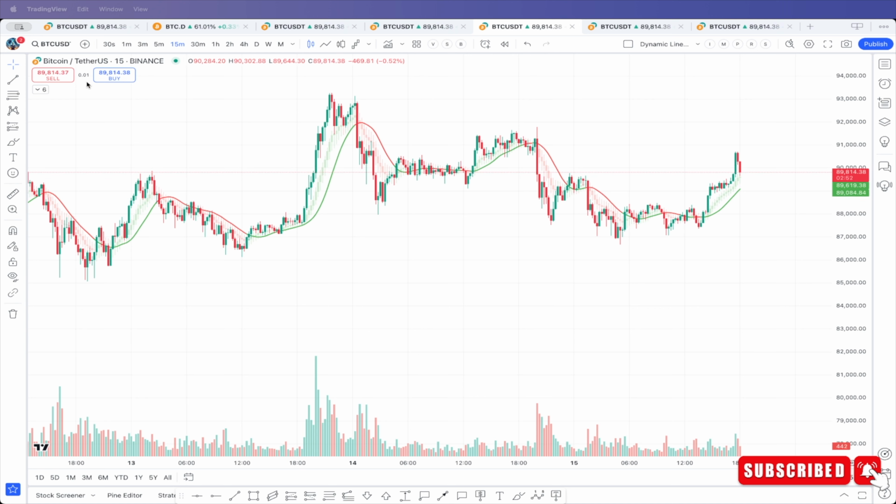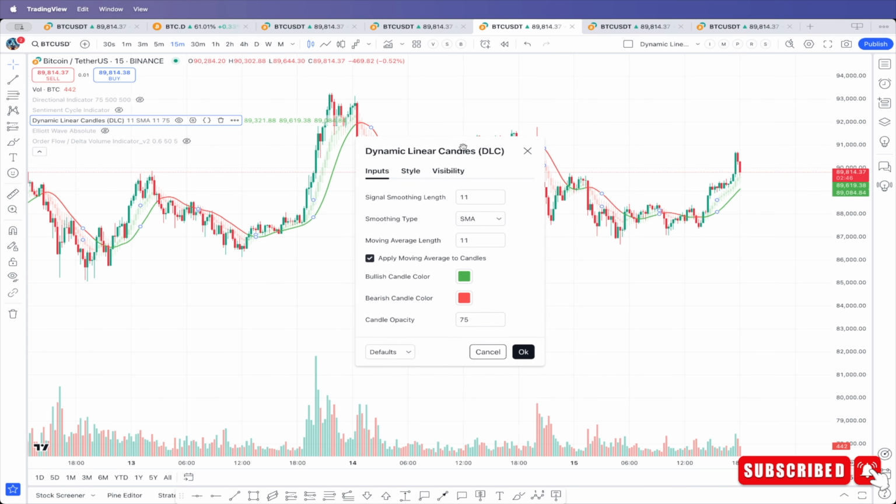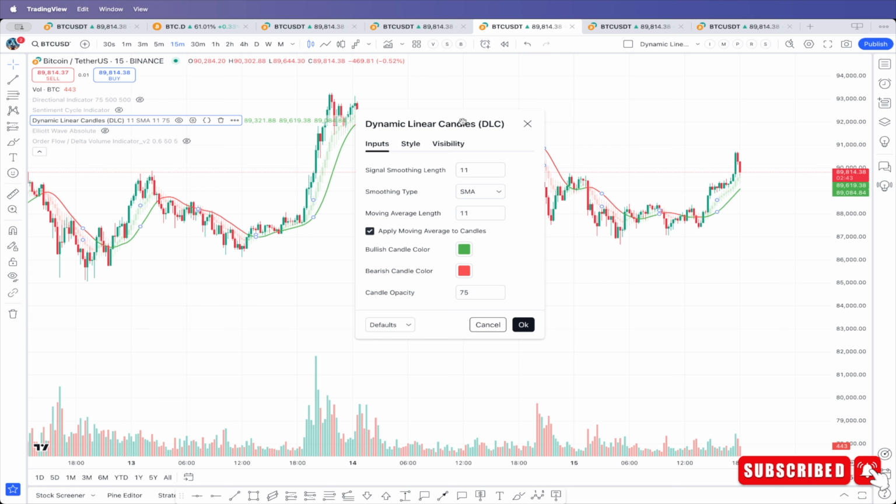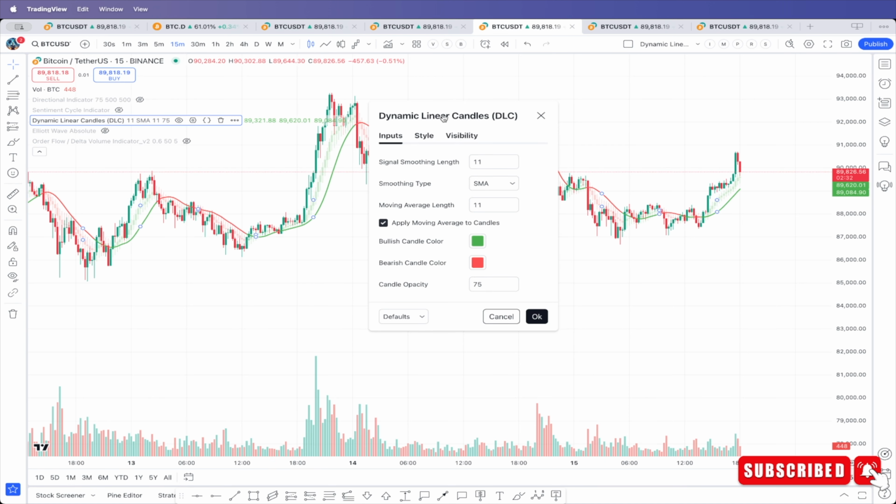So, first feature of this indicator is its signal smoothing length. This is the length which controls the smoothness of the signal line. This one, red green. Okay. And the second thing is the moving average. So the smoothing type I have used is SMA by default. So you have the choice of using EMA, WMA or HMA. Okay. And the moving average length by default that I've used is 11.